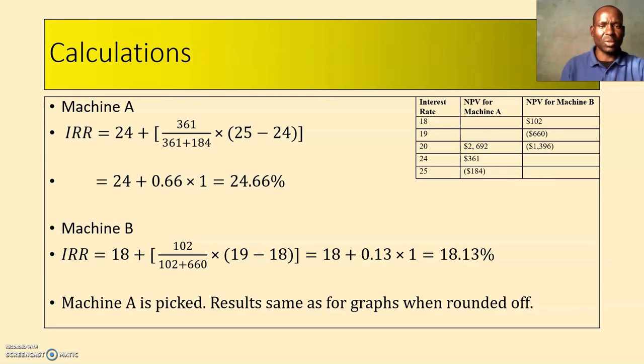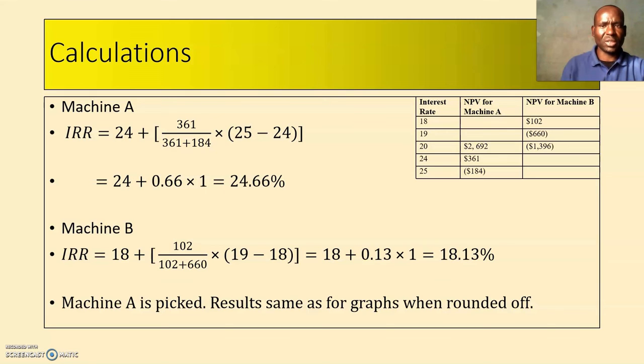And the value that we got is 24.66%, which corresponds to what we got in the plotting method. Of course, we got 24.7%, which is just as good as 24.66%. If we round off, we still come to 24.7%. And then for machine B, we've got 18.13%. If we round off to one decimal place, that would be 18.1%. So that is how you work out the internal rate of return using the trial and error method.